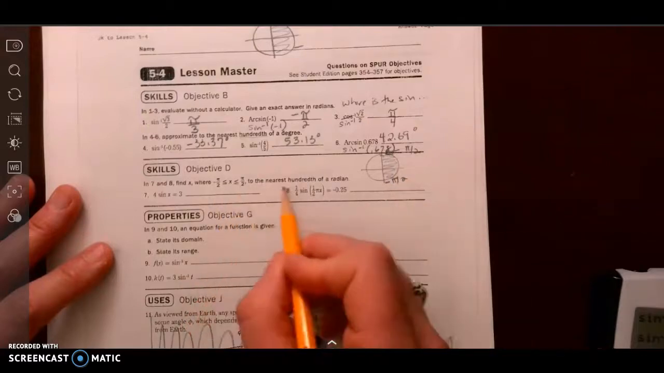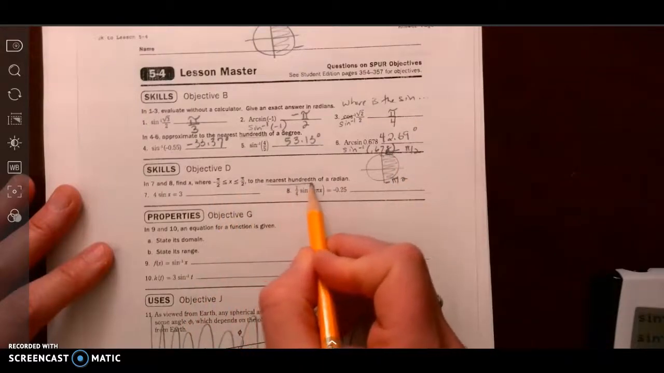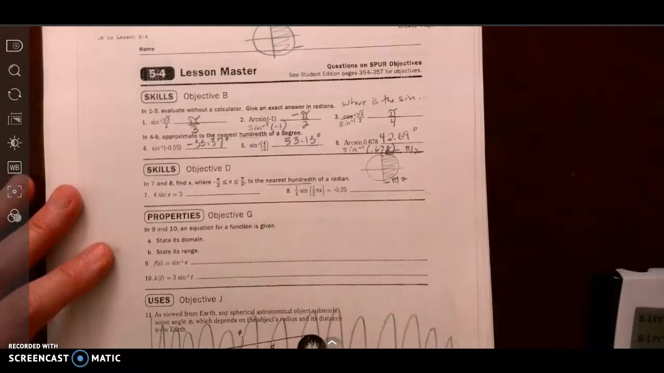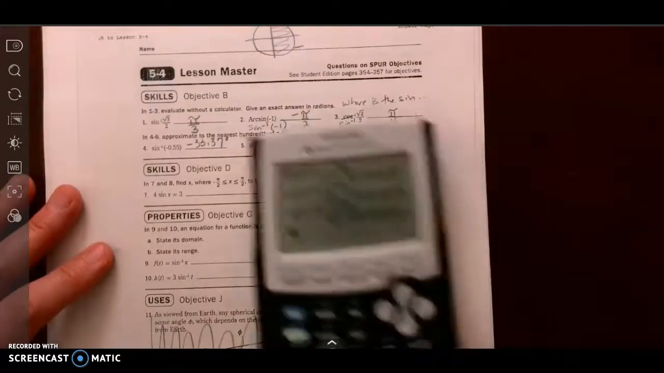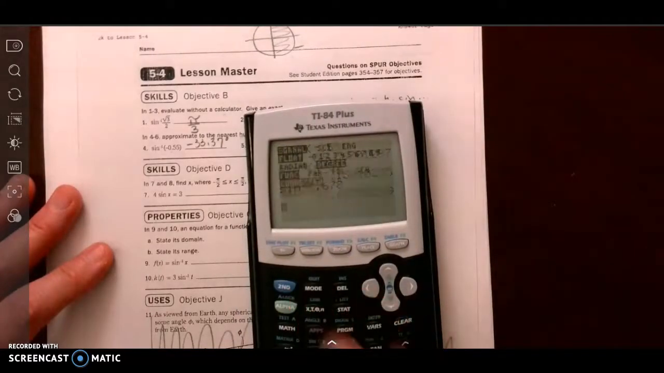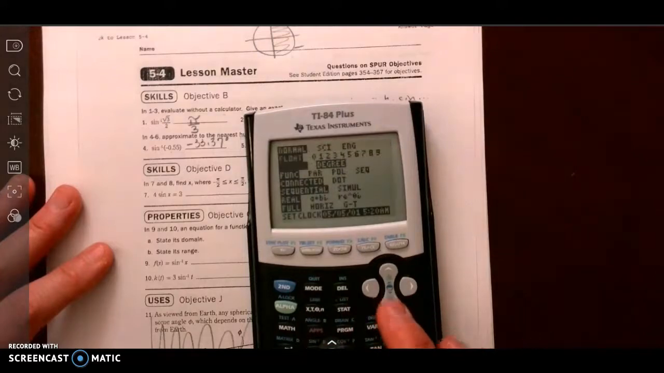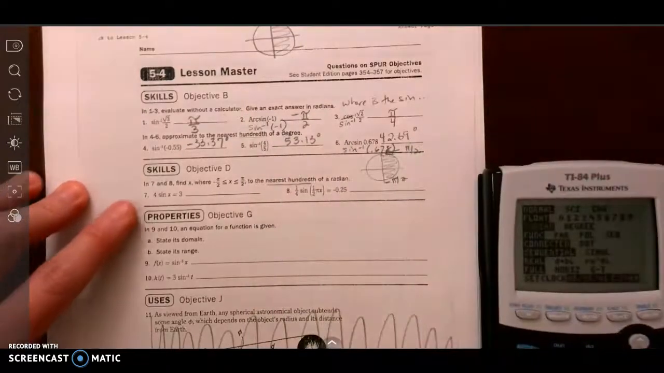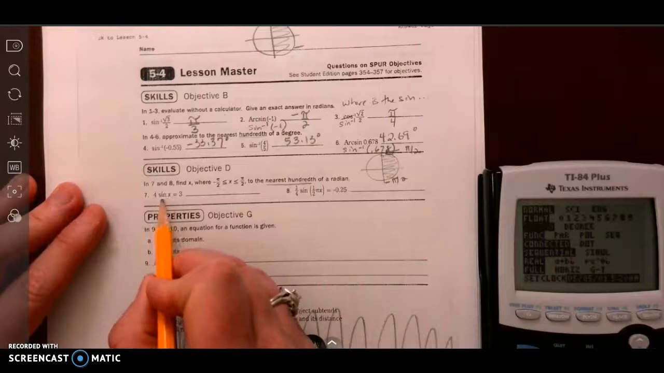Now this is radians and to the nearest hundredth, which means I'm going to use my calculator, but my calculator needs to be in radians. So I'm going to go to mode, switch it to radians, and then I'm ready to solve my equations. I'm trying to solve for x.